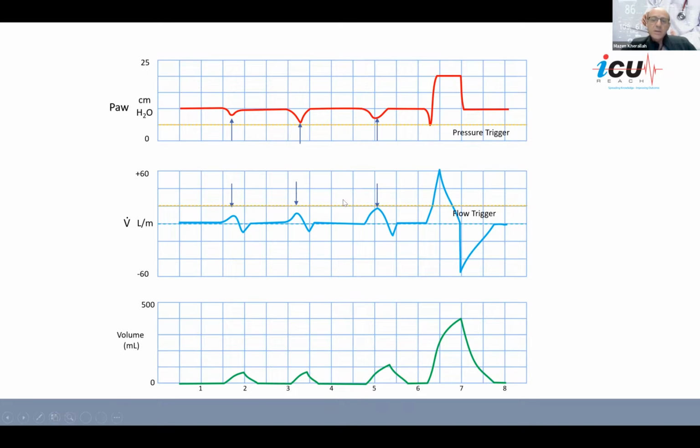So what we say here is that the patient was weak, did not reach the threshold level, or the threshold level is set too high for the patient.